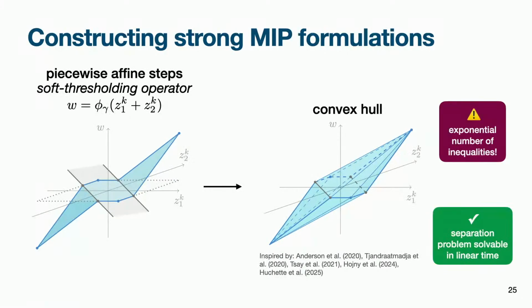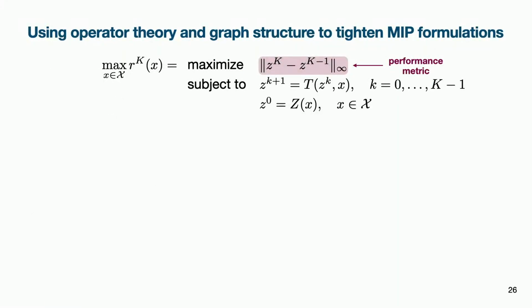Now, is this enough? No, because we are not exploiting the fact that this computational graph represents a first-order method. It's not a neural network. It is a first-order method, and we know exactly how it behaves on a convex problem if you add more and more layers. So how can we use existing theory to strengthen the formulation of this mixed integer linear program? And this is where we go back to the operator theory and also the structure of this graph to tighten the formulation. So first of all, let's look at the performance metric, which is the distance between the last two iterates.